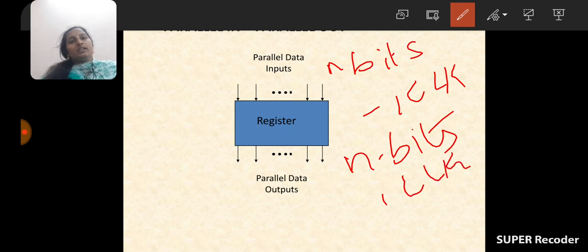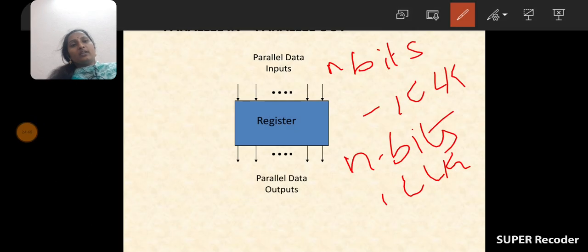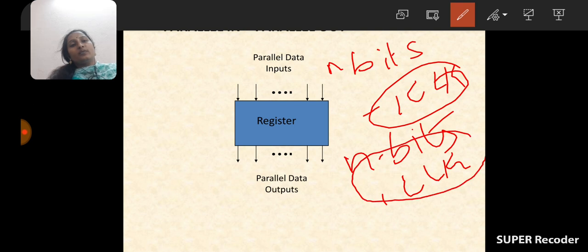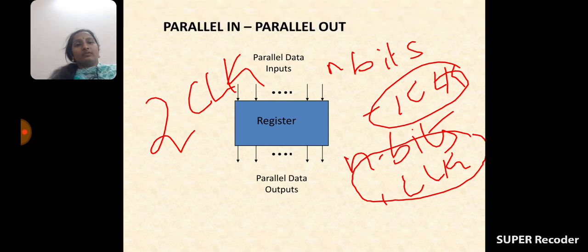Okay, once see here, n number of bits are used. If n bits are used to enter, we require one clock pulse. And to receive these n bits also we require one clock pulse. So in total how many clock pulses are required here? Only 2 clock pulses are required to enter the data as well as to receive the data.